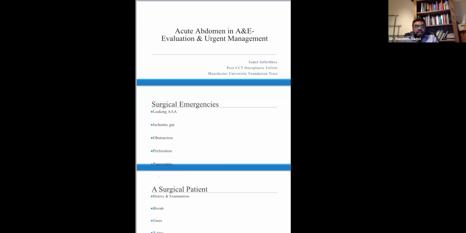The first speaker today is Sadaf Jafar. Sadaf is a post-CCT fellow at University of Manchester Foundation Trust, and is going to talk about the evaluation and urgent management of acute abdomen in the emergency settings. Very important topic. We see acute abdomen all the time. If you are working as a general physician or acute physician, even if you are a specialist on call, you will come across acute abdomen at least 2 or 3 times during your working week. There are lots of different causes, some very serious, some benign. So Sadaf is going to take us through this very important topic.